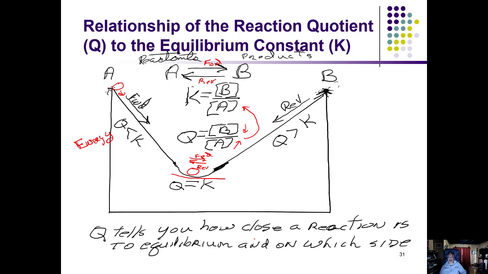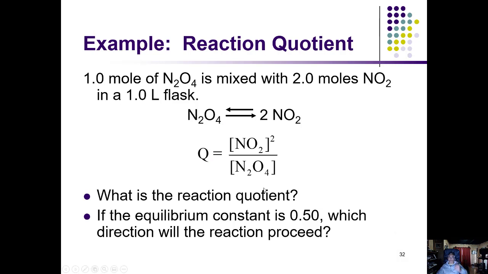So Q tells you how close a reaction is to equilibrium and on which side of the equilibrium the reaction is. Hope that made sense. So, example, reaction quotient. We've got 1 mole of dinitrogen tetroxide. We mix it with 2 moles of nitrogen dioxide in a 1 liter flask. And that's just for our convenience, so we can call them 1 molar concentrations. So we're going to calculate the current state of the reaction, in other words, the reaction quotient.